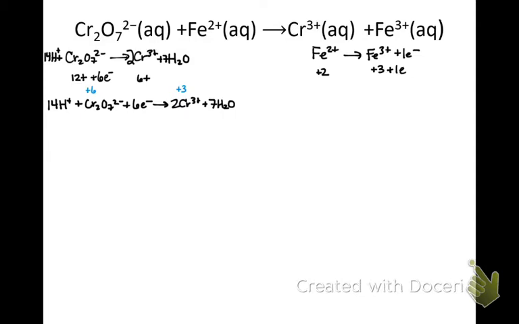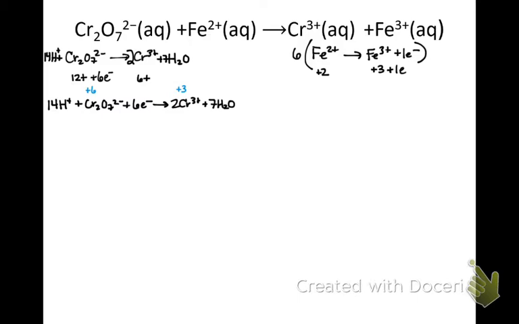It's time now to recombine our half reactions. We're going to add these together, the chromium one and the iron one. But before we're ready to do that, we need to make it so that the electrons are going to match on both sides. So, since we have 6 electrons in one reaction and 1 electron in the other reaction, we're going to have to multiply this reaction by 6. Okay, so now we're ready to recombine our reactions.